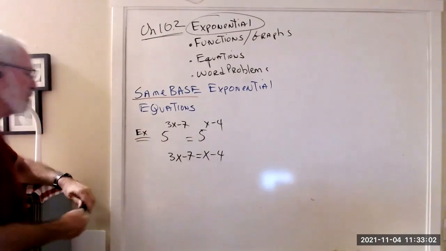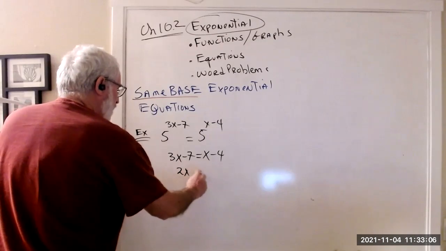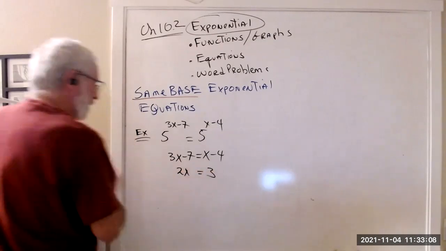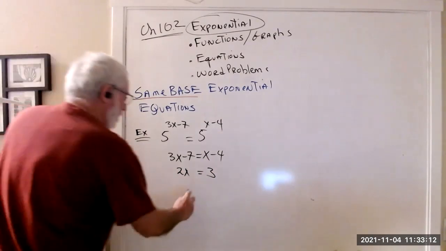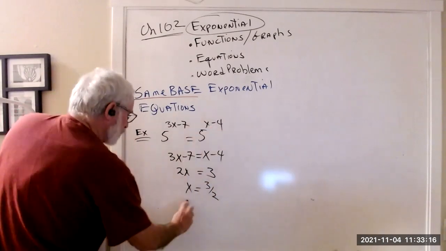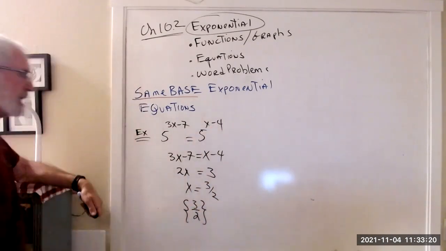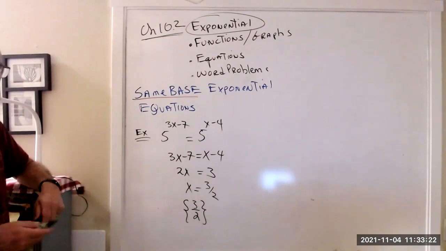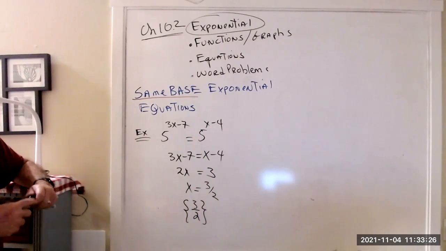So we could solve this: take away x from both sides, add 7. And solve: x is 3/2. It's an equation, so solution set 3/2. It's that easy, guys. Well, it's not that easy. Watch my next example. But that's the basic concept.